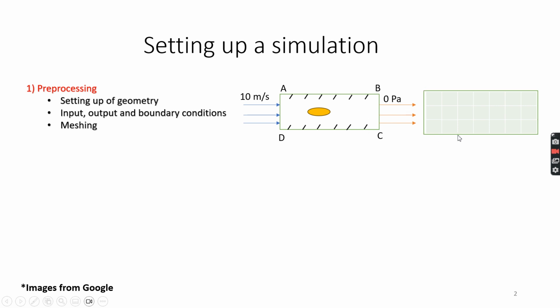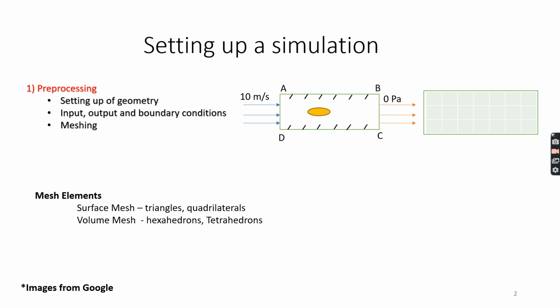So this is over here a typical mesh. This is a basic structured mesh, which you can generate using meshing softwares like GMSH or ANSYS or any other software. Now, before doing the meshing, it's important to know some basics about the meshing, such as surface mesh and volume mesh. Surface mesh means the mesh which is applied on the surface.